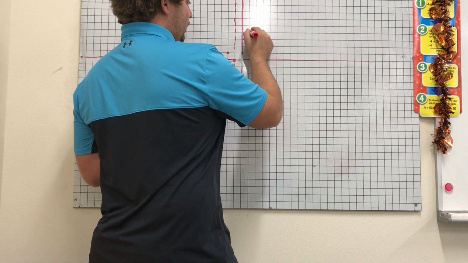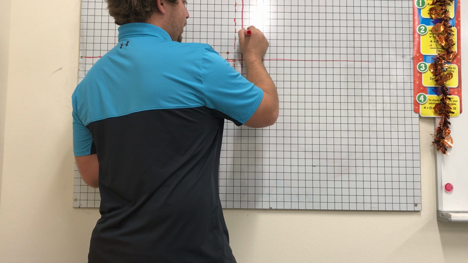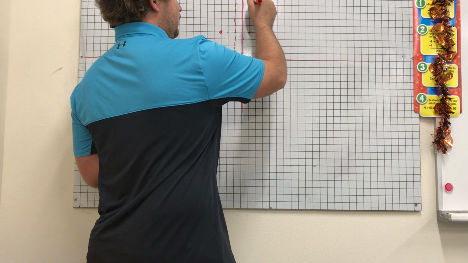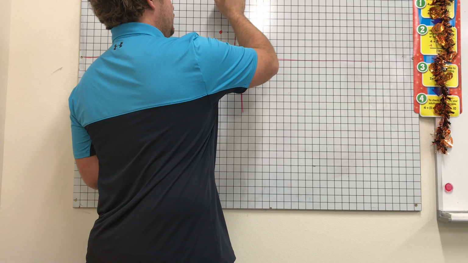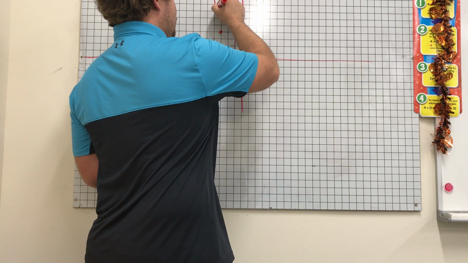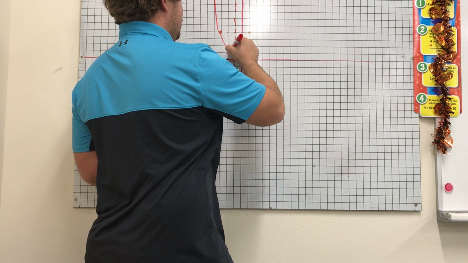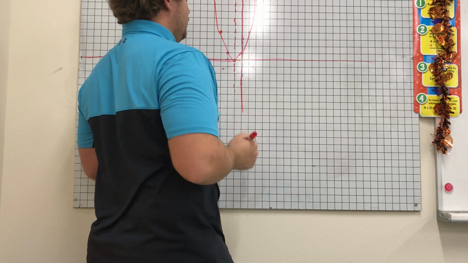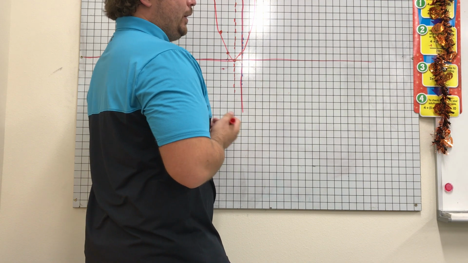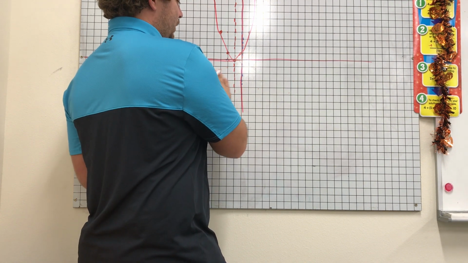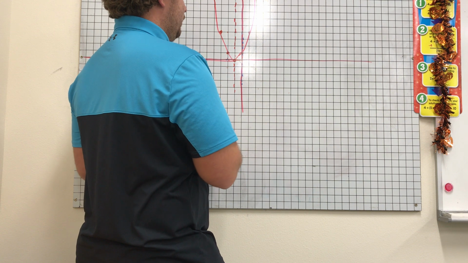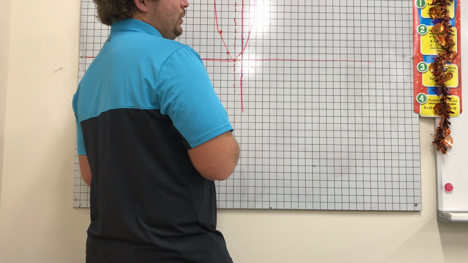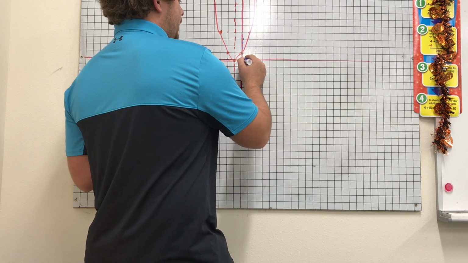Okay, so that means I had to go 1, 2, 1, 2. I had to go over 3 here. 1, 2, 3. Okay, so it should look like that. Now we said it was going to go left 1. Did it go left 1? Yes. Did anything else probably change? No.